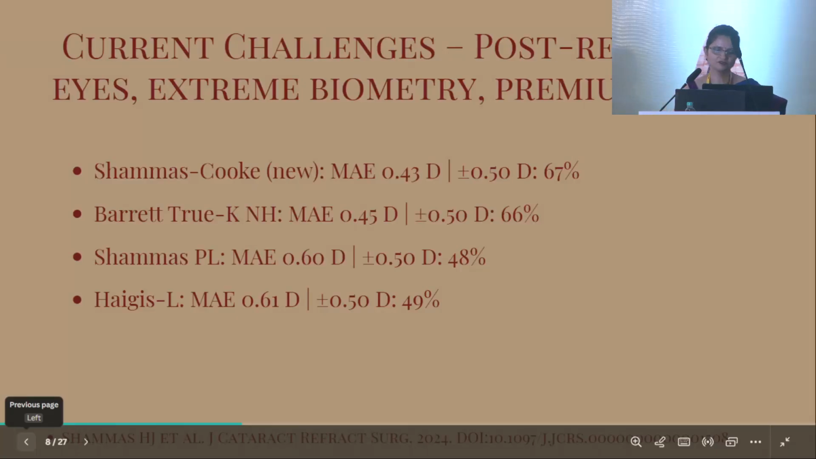So among the eyes with prior myopic LASIK, the new Sharma-Cook formula has given the lowest mean absolute error and the highest proportion within half a diopter, which is slightly ahead of Barrett's True K, and it's clearly outperforming Shammas PL and Haigis-L.